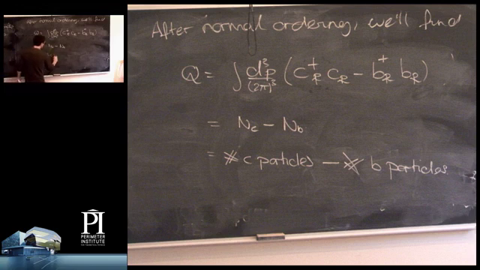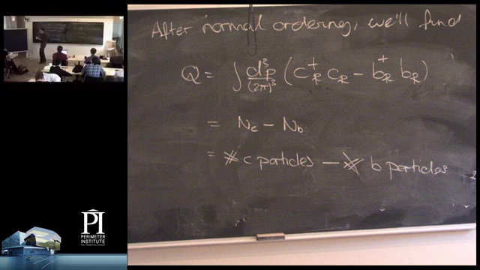Number of C particles minus number of B particles. Okay, so big deal. We've got an operator Q, which is the number of C particles minus the number of B particles. Now, in the free theory that we're considering, the number of particles doesn't change.